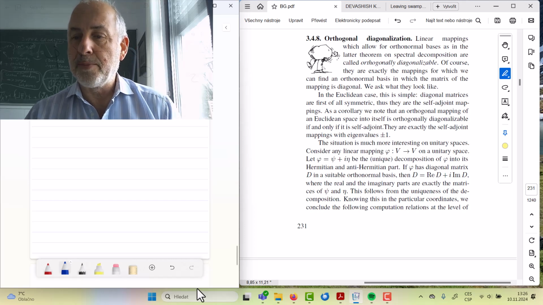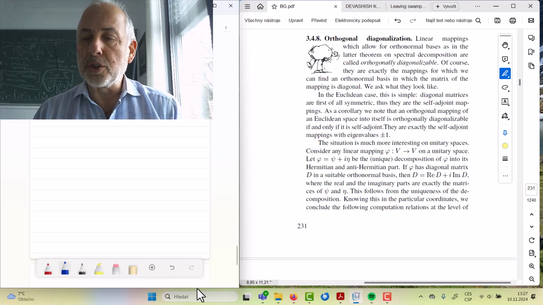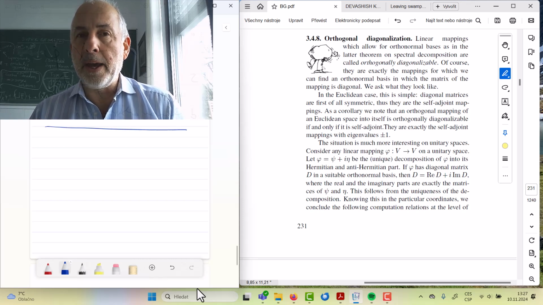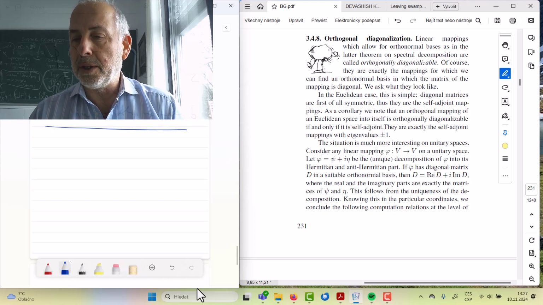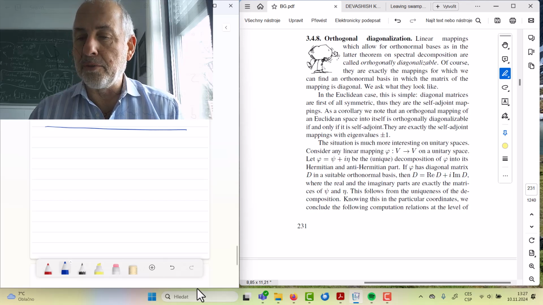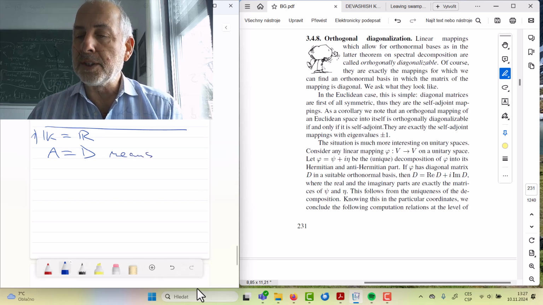Orthonormal basis, that's crucial. That's the crucial thing to ask. And in the real case, it's quite straightforward and simple, right? Because the diagonal matrices, so if A equals D, so that's the case K equals R. So if the scalars are reals, then diagonal means self-adjoint.